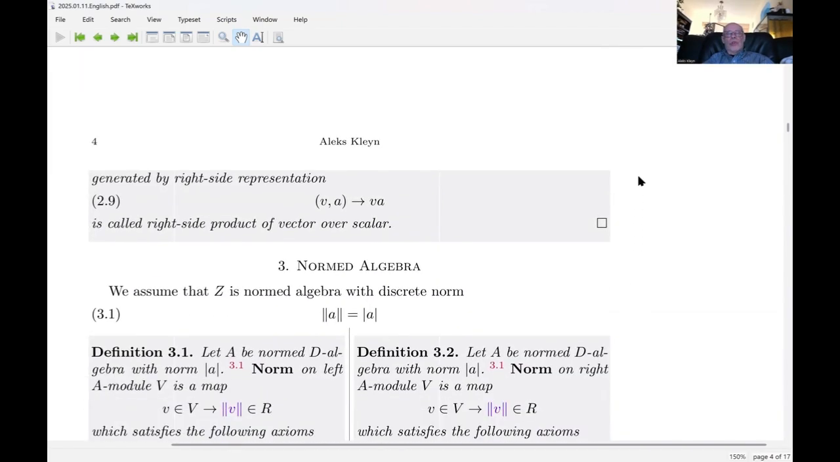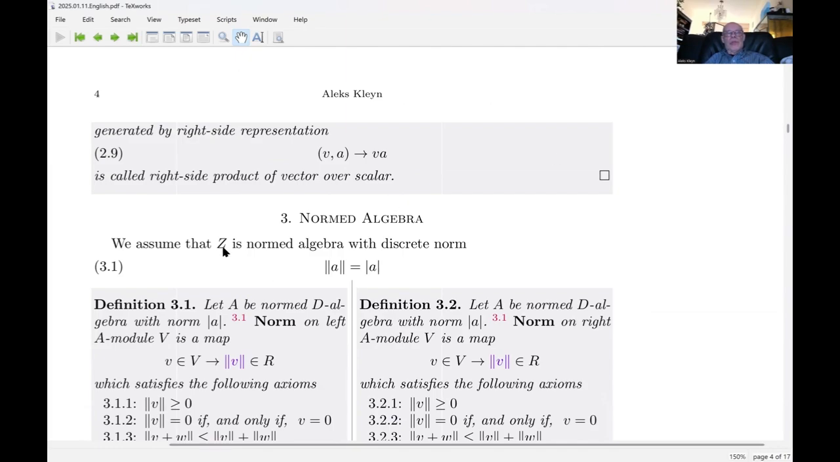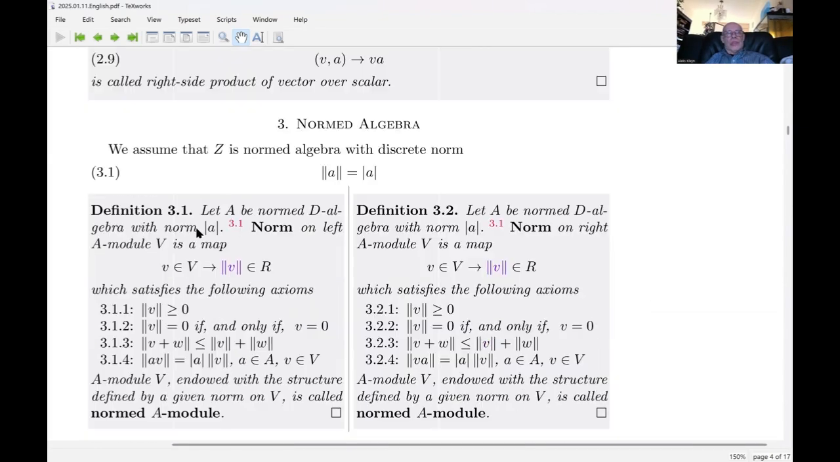Our next stop is topology of algebra. We assume that Z is normed algebra with discrete norm 3.1. Definition. Let A be a normed algebra. Norm on left A model V is a map from model V into real numbers which satisfy the following axioms. Norm is non-negative. Norm of vector v equals 0 if and only if v equals 0. Norm of sum is not greater than sum of norms, and norm of product of vector over scalar equals product of norm of vector over norm of scalar.